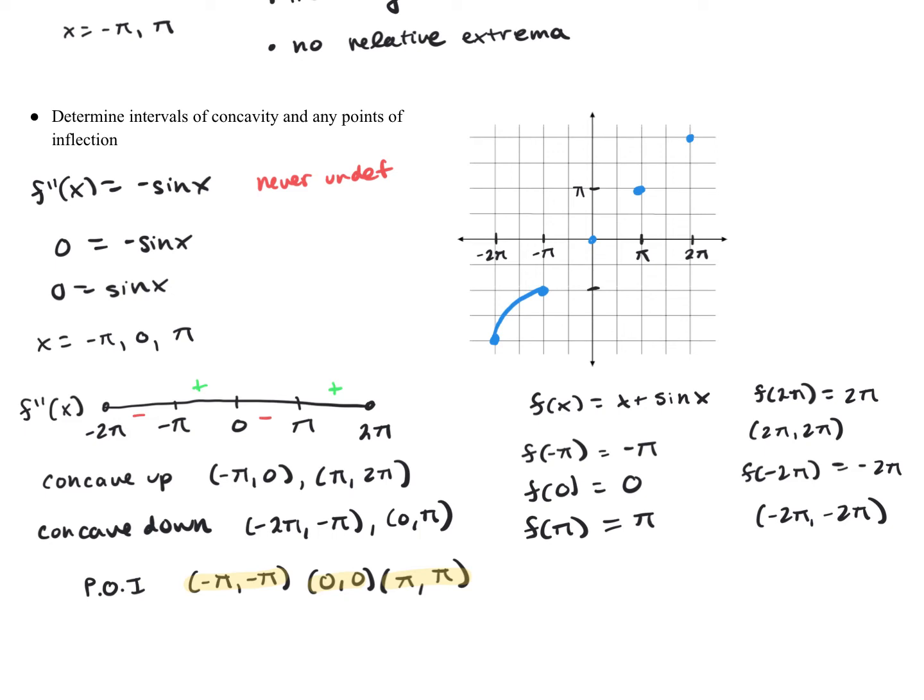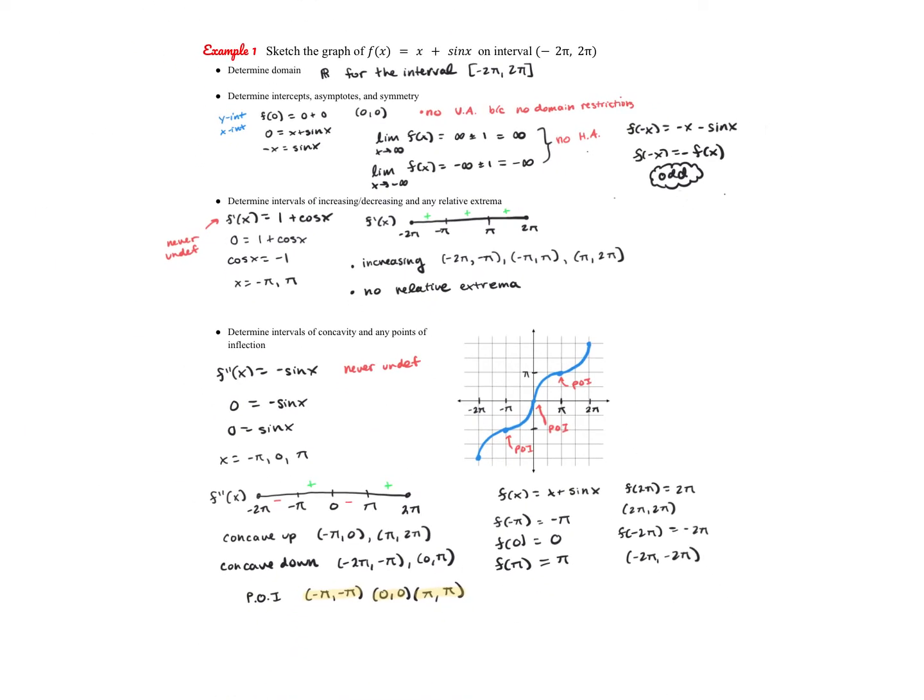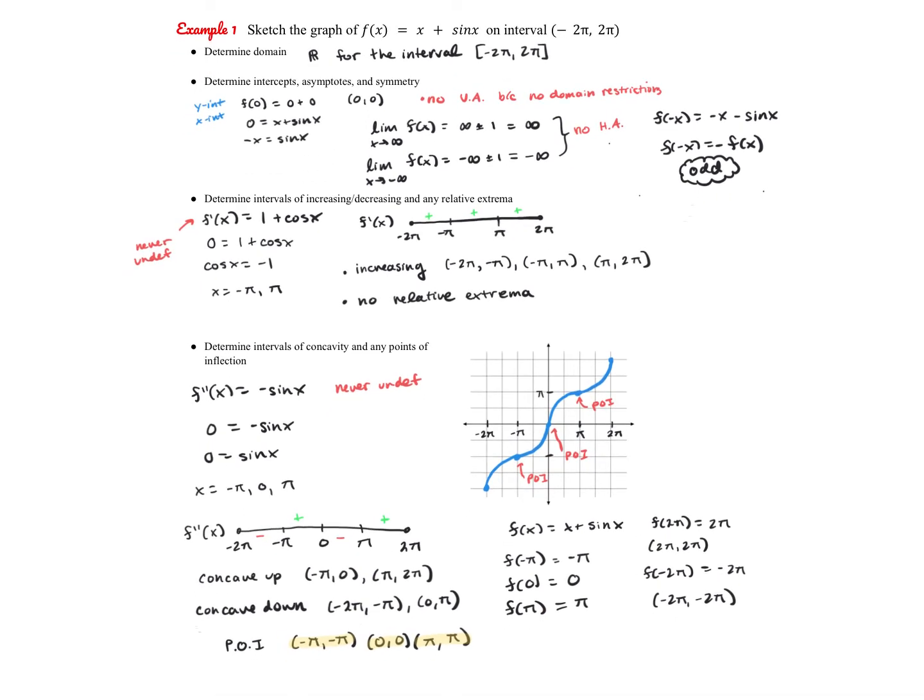And then in our next interval, here's our point of inflection. From negative pi to 0, we know that our graph is concave up, so it would go something like this. And then that's our next point of inflection, and then our graph is concave down. And then our graph is concave up. So again, this is a point of inflection, this is a point of inflection, and this is a point of inflection. All right, so we've used everything we know from our original function, from our first derivative, and from our second derivative. So we have a nice, accurate graph. So that means we're done with this problem.